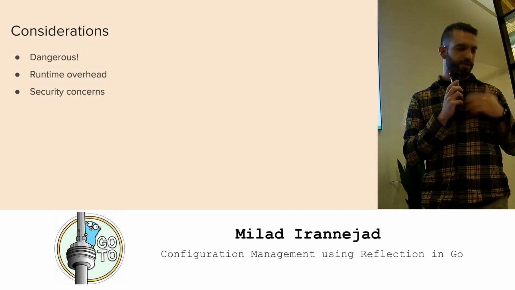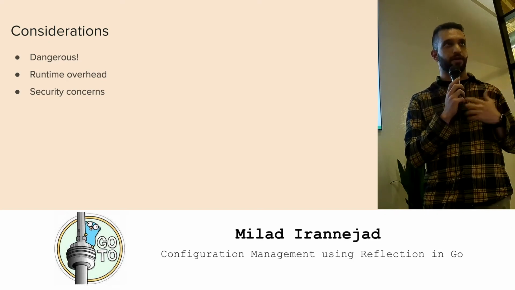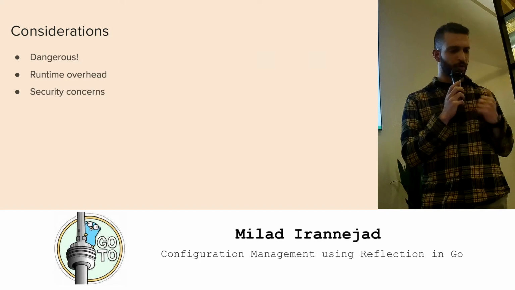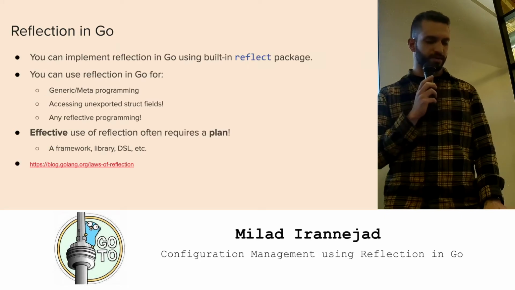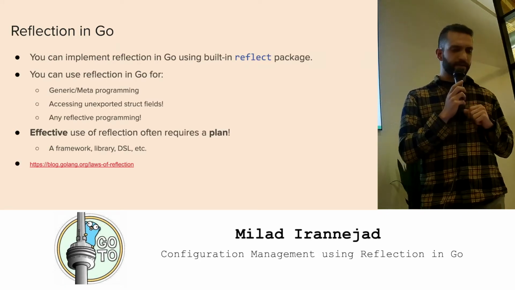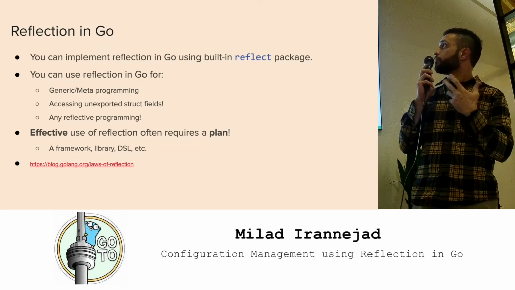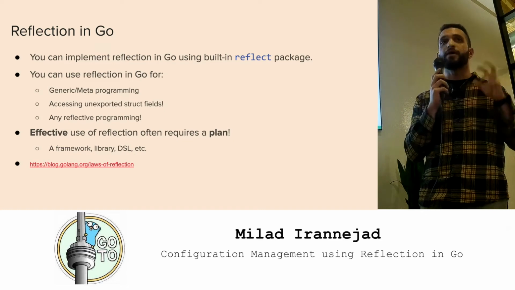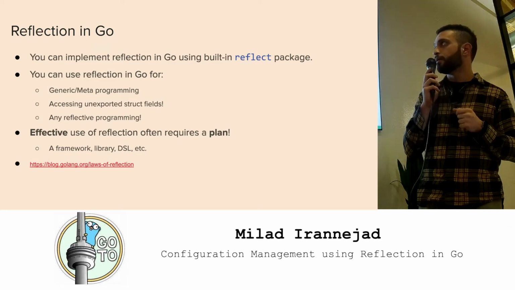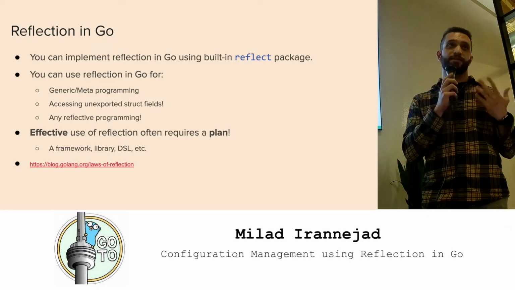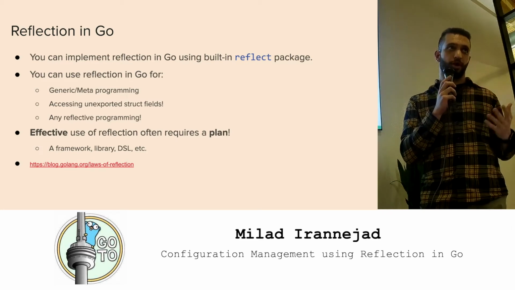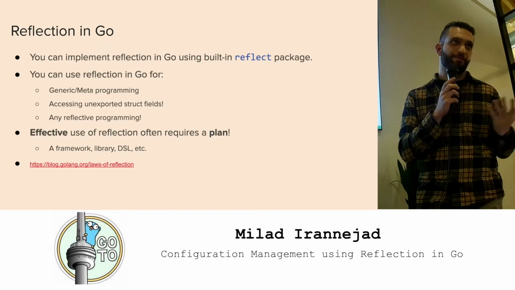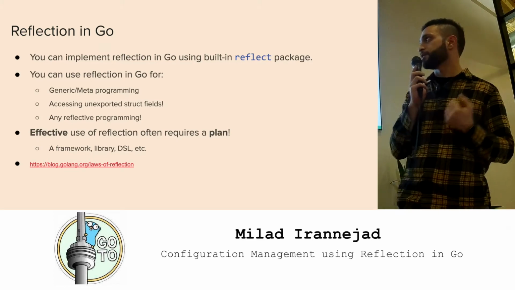Some considerations: reflection is dangerous. Many things can go wrong. It has a huge runtime overhead, and there are security concerns about it. You can use reflection in Go using the reflect package, and you can use it for kind of mimicking generics in Go, and accessing unexported fields on your structs, and unexported functions, calling them. It's not recommended, but that's what you can do with reflection.